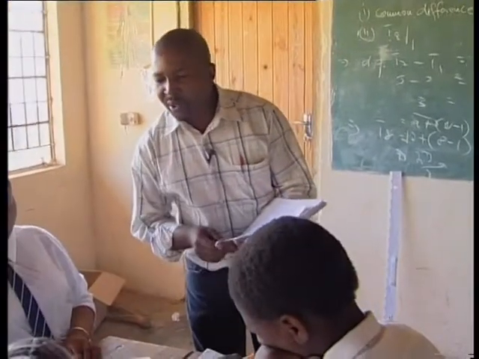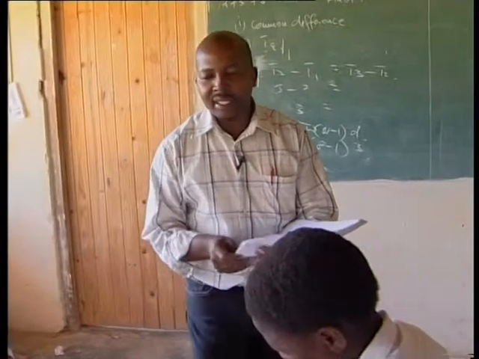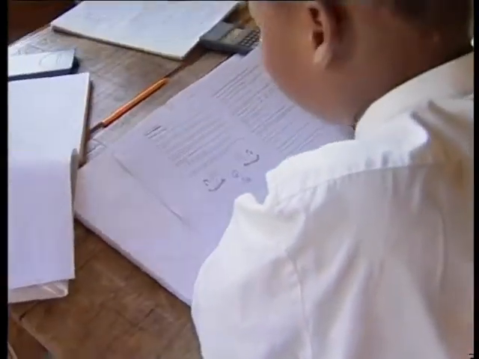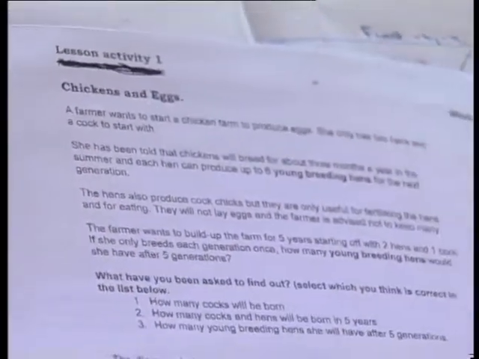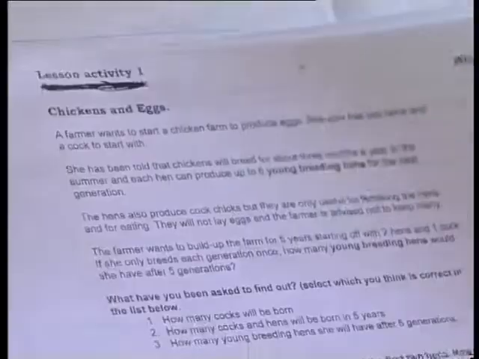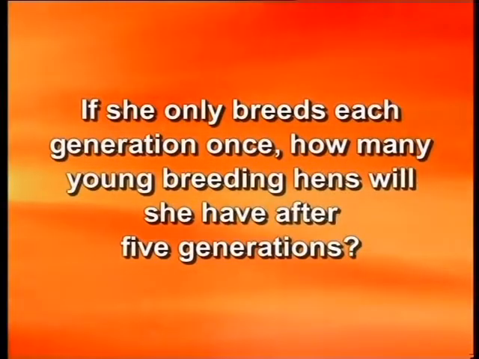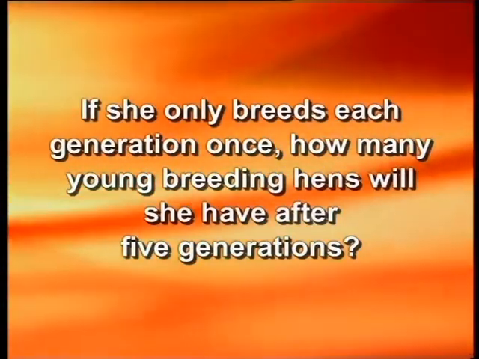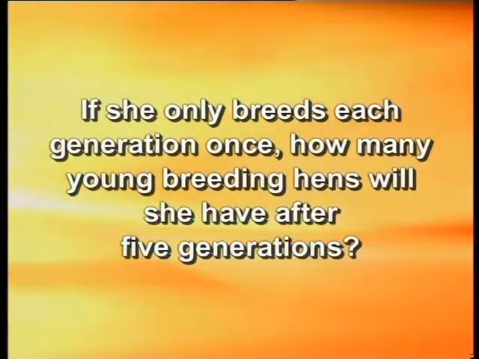Please make sure that you read the activity. In this activity, the teacher presents learners with a real-life situation where a farmer has 2 hens and a cock. Each hen can produce up to 6 breeding hens for the next generation. The farmer wishes to develop her farm over 5 years. If she only breeds each generation once, how many young breeding hens will she have after 5 generations?